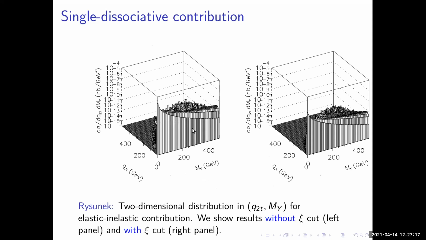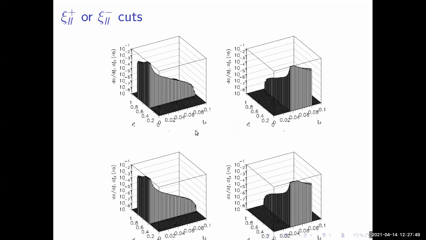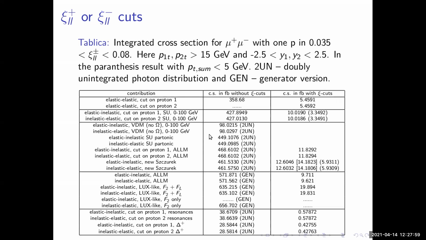Here I am showing some kind of correlation for the single dissociative contribution, between the transverse momentum of the photon and the associated mass of the remnant system. You can see if we go to large masses of the remnant system, then we produce large transverse momenta of the photon. This is a really crucial correlation. This is without Xi cuts and with Xi cuts. I will not discuss this more. We impose such cuts, and this figure shows that we did it for different contributions separately because this is a theoretical calculation. Here I am showing the cross section.